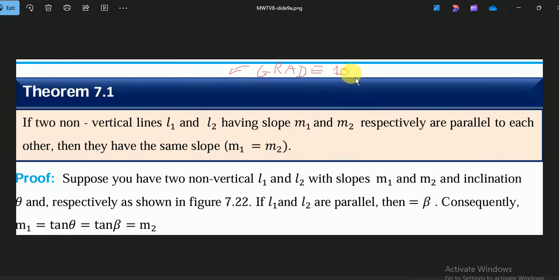If two non-vertical lines L1 and L2 with slopes M1 and M2 respectively are parallel to each other, then they have the same slope. Parallel lines have the same slope. And the converse: if two non-vertical lines have the same slope, they are parallel.